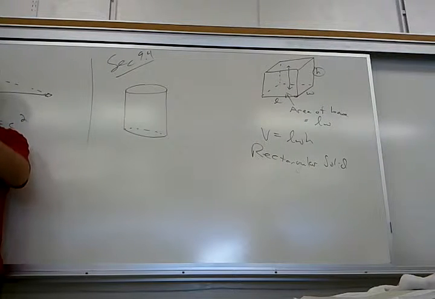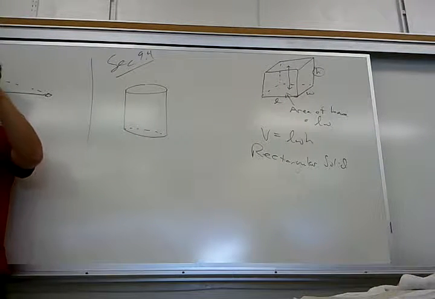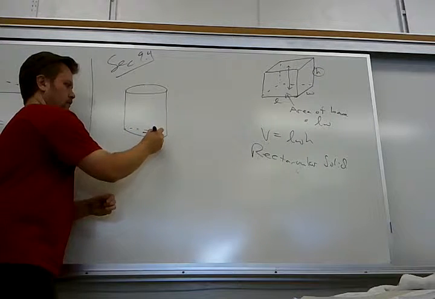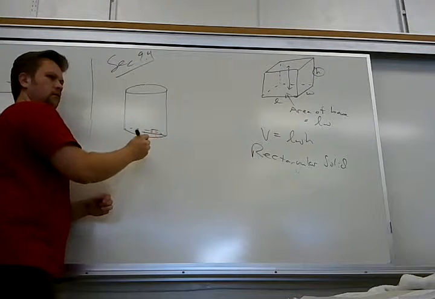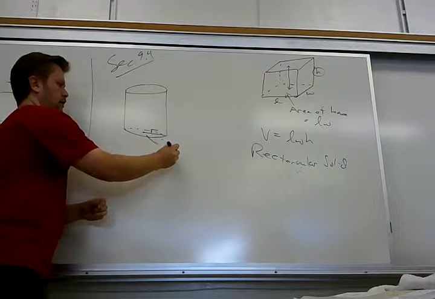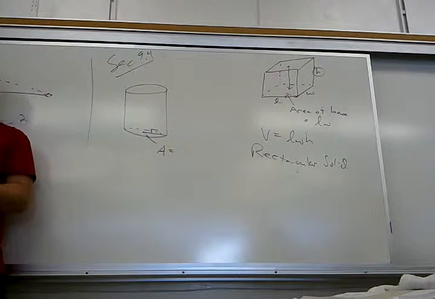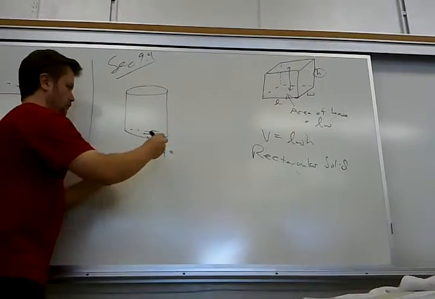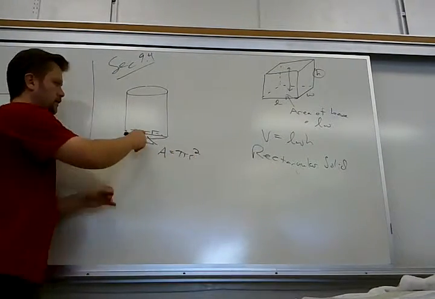So this is me looking down on a cylinder, right? What's the area of the base going to be? Say this is R, the radius. The area is pi times radius squared. Just the area of the base, that's all I want. Pi r squared, right? The base is a circle.